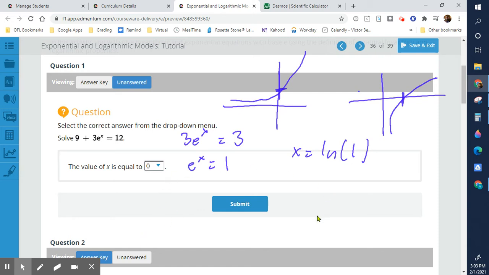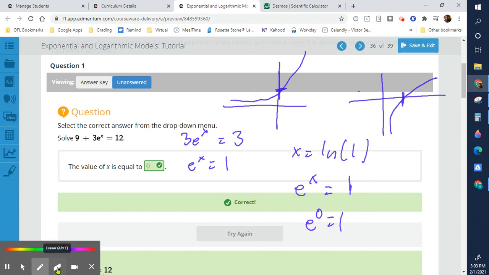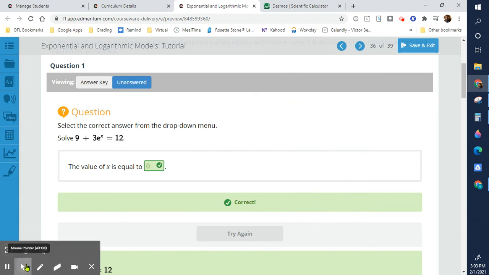So ln of 1, log base 10 of 1, it's always going to be 0 because anything to the 0 power, including x or including e, is 1. So e to the 0 power is 1. Don't forget what logs are. It'll help you out when solving those.